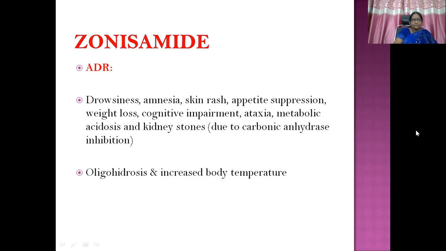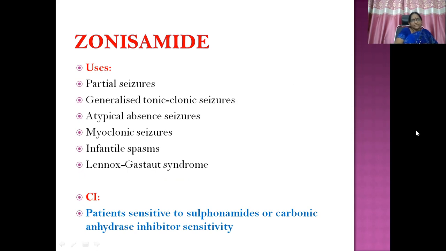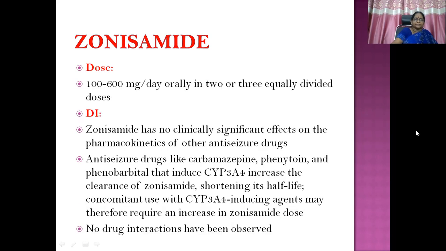Then ADRs are the same as for the other molecule. Apart from that, weight loss is also seen, and cognitive impairment, urolithiasis, metabolic acidosis, oligohidrosis, and increased body temperature. Indications: partial seizures, generalized tonic-clonic seizures, atypical absence seizures, myoclonic seizures, infantile spasms, and Lennox-Gastaut syndrome. And contraindications: because these molecules have structural similarity with sulfonamides, patients who are sensitive to sulfonamides or carbonic anhydrase inhibitors, we need to contraindicate these molecules. 100 to 600 mg per day, orally in 2 or 3 equally divided doses, is the dose.